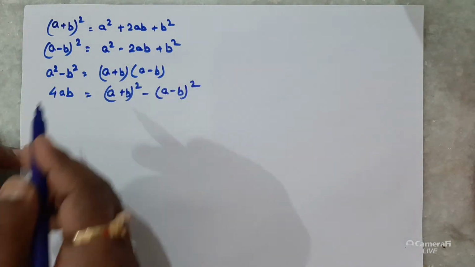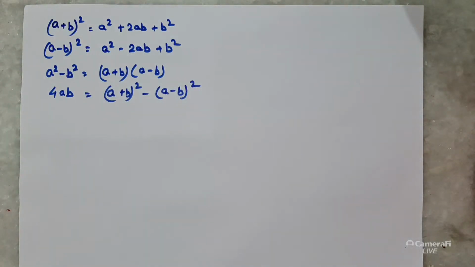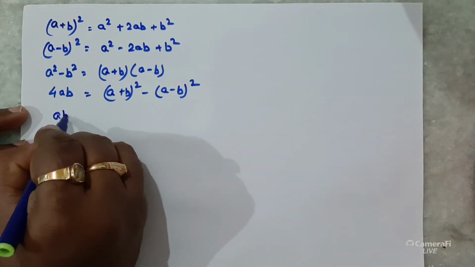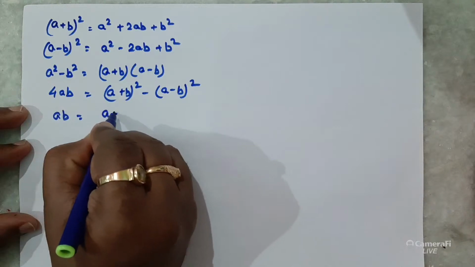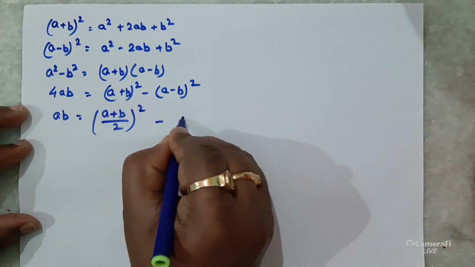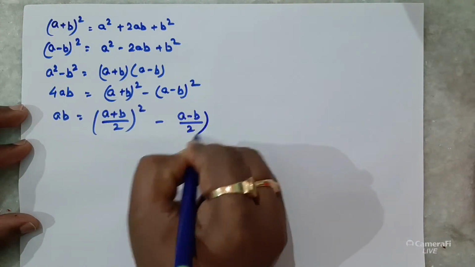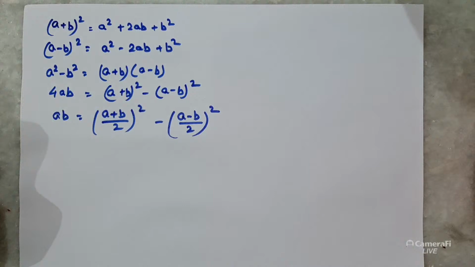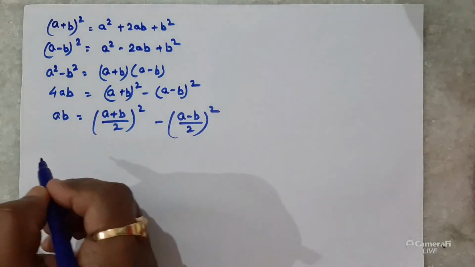Okay, a plus b whole square is equal to a square plus 2ab plus b square. A minus b whole square is equal to a square minus 2ab plus b square. A square minus b square is equal to a plus b into a minus b. 4ab is equal to a plus b whole square minus a minus b whole square. Next, ab is equal to a plus b by 2 whole square minus a minus b by 2 whole square. This is okay.